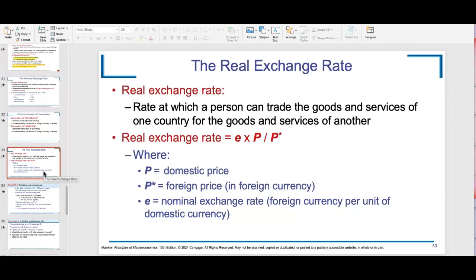The real exchange rate is the rate at which a person can trade goods and services from one country to the other. So we're looking at it in terms of goods and services. How many goods and services can I buy with $1? That is the real exchange rate. We're adjusting for the level of prices. So we can look at the domestic price of one good and the foreign price of one good, and then we use the nominal exchange rate.